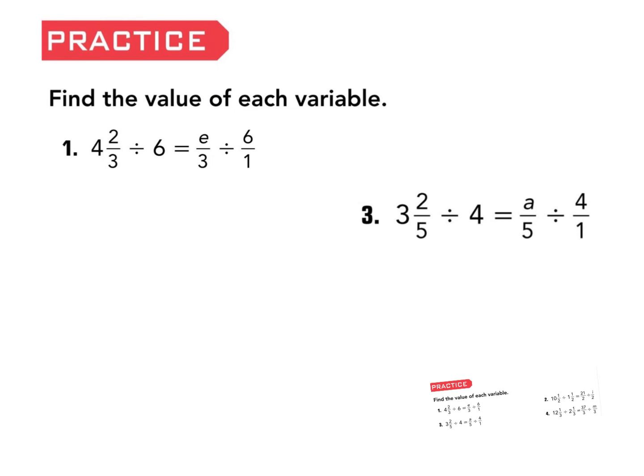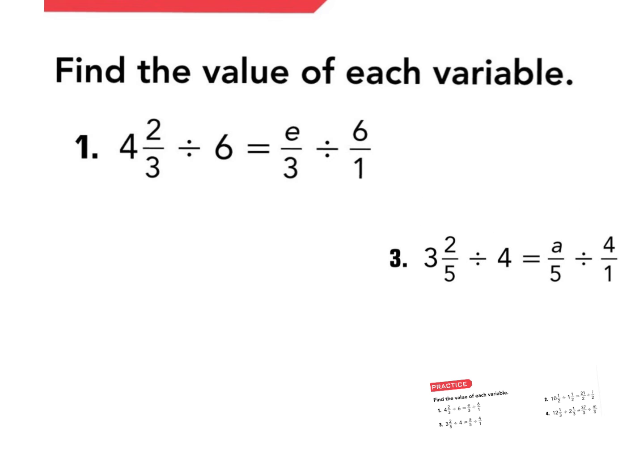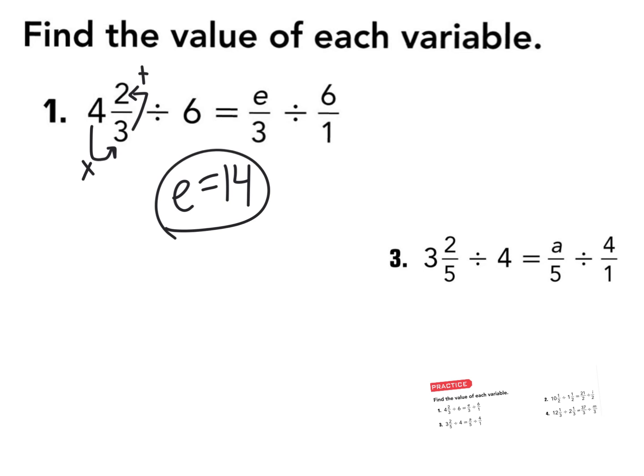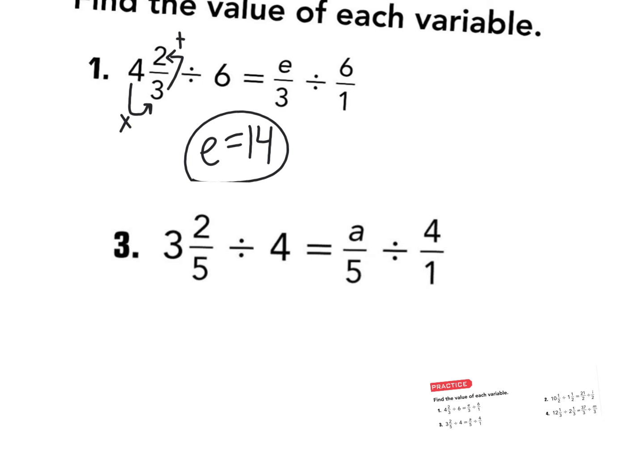To look at the practice, number 1, find the value of the variable. This is basically just practicing, making sure that you can change to improper fractions. So 4 2/3: 4 times 3 is 12, plus 2 is 14. So 14/3, so E would be equal to 14. Okay, this is not going to be our normal problem, but just to practice a couple, make sure we know how to go to improper fractions.